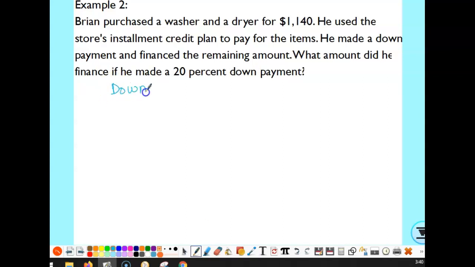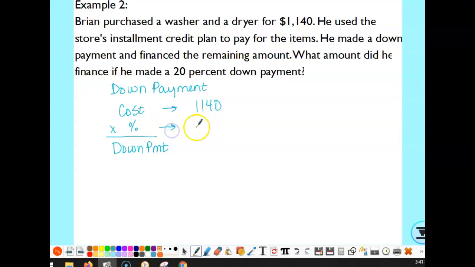To find the amount of the down payment, we're going to take the cost of the item times the percent of the down payment, and that's going to tell us what our down payment is. The cost of the item is $1,140. The percent that we're putting down is 20%, and again, you have to make sure that that's in decimal form. So 1,140 times 20% is $228 that we're paying in the down payment.